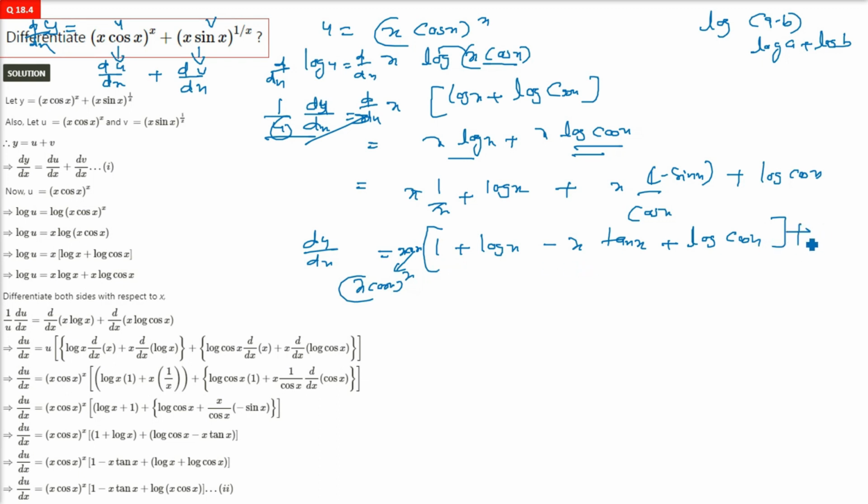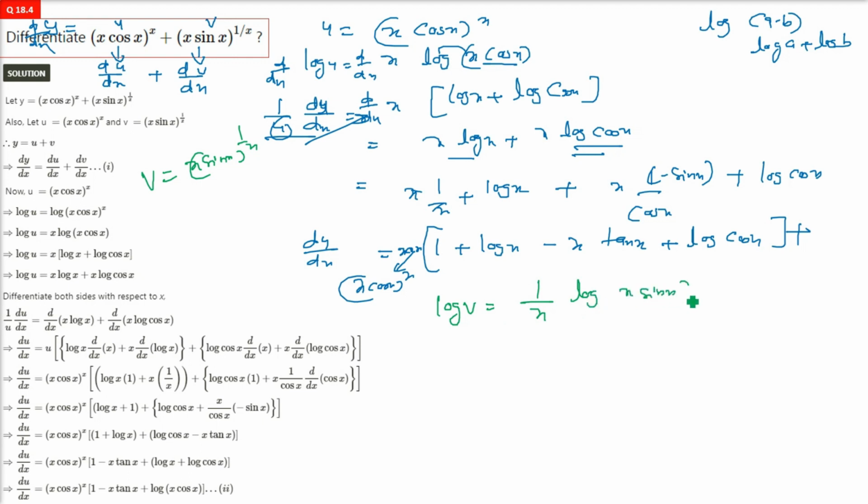Now second term will be added. That is x sin x to the power 1 by x. Differentiation will be added here. So I am changing the color just to show you that this second term differentiation we are doing, which is to be added with the first one. So v is x sin x to the power 1 by x. And when we take the log, first log will take. So log v will be 1 by x will come in front. Log of x sin x.